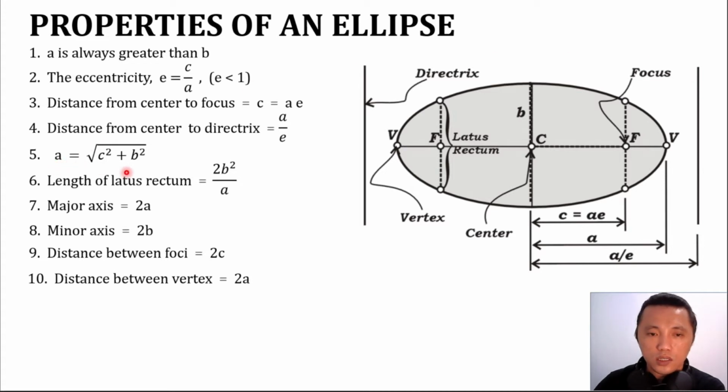So a squared is equal to c squared plus b squared. The length of the latus rectum is 2b squared over a. The major axis is 2a, and a alone is the semi-major, while b is the semi-minor. The minor axis is 2b. The distance between foci is 2c. The distance between vertices is 2a. So this is the vertex here. You have to be familiar with all of this again.